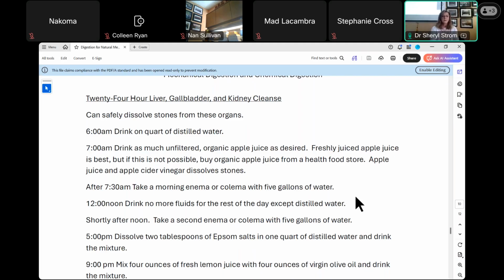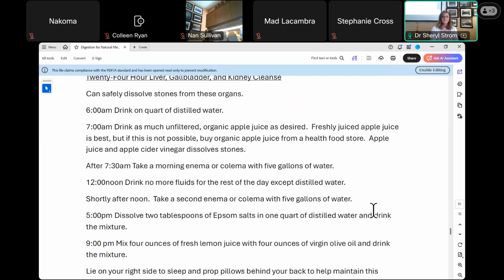Okay. 12 noon, drink no more fluids for the rest of the day except distilled water. Again, caveat, watch the blood pressure if they have a challenge. And again, this is only 24 hours. Yes, it is intense. It works. And then shortly afternoon, take a second enema or Kalima with 5 gallons of water. Use your critical thinking skills.